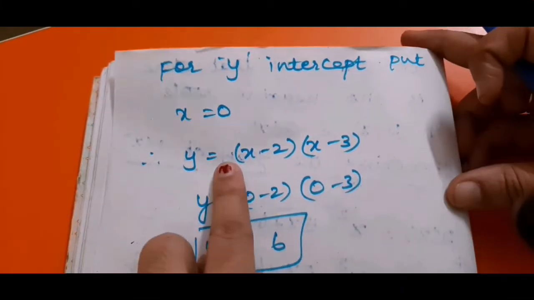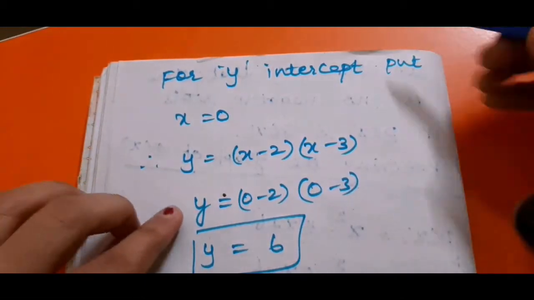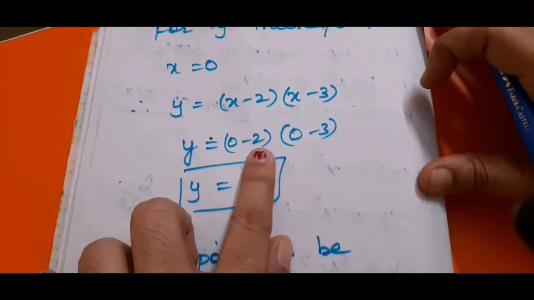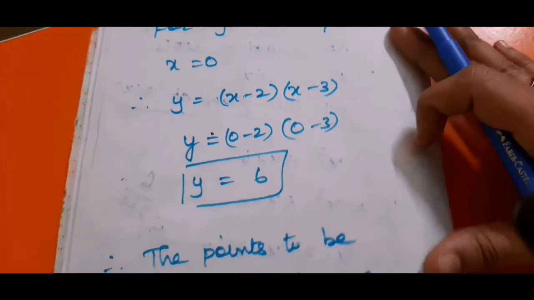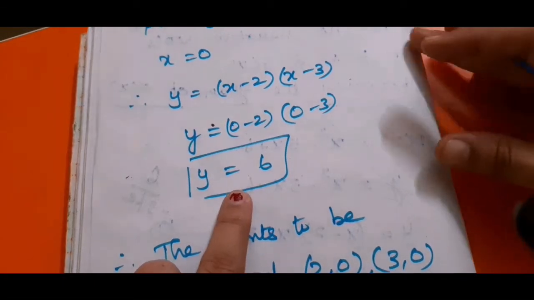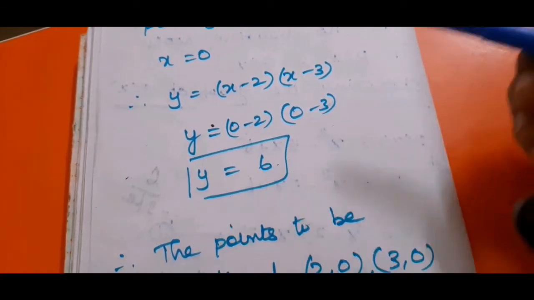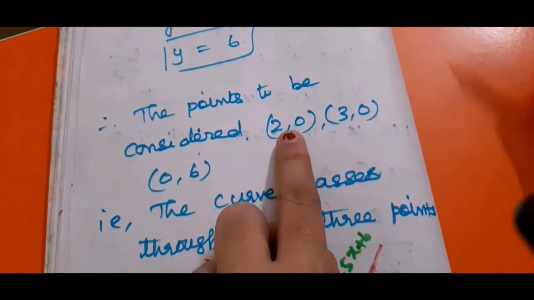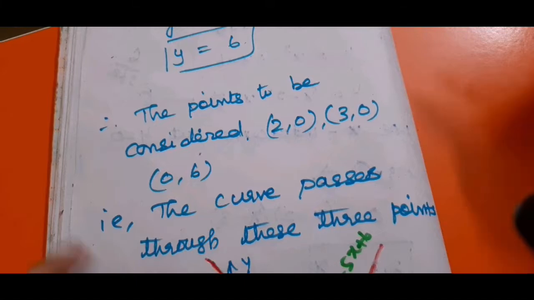So y is equal to (x minus 2) into (x minus 3) is given. So I want to substitute x is equal to 0, meaning y is equal to (0 minus 2)(0 minus 3). So clearly y is equal to 6. Therefore, we can conclude that this curve touches the y-axis at 6. Therefore, the points to be considered are (2, 0), (3, 0) and (0, 6).